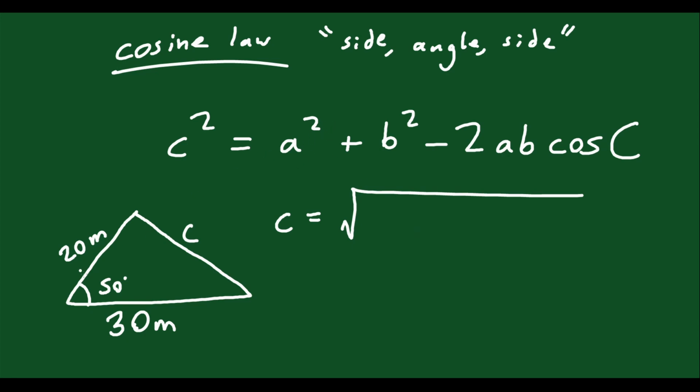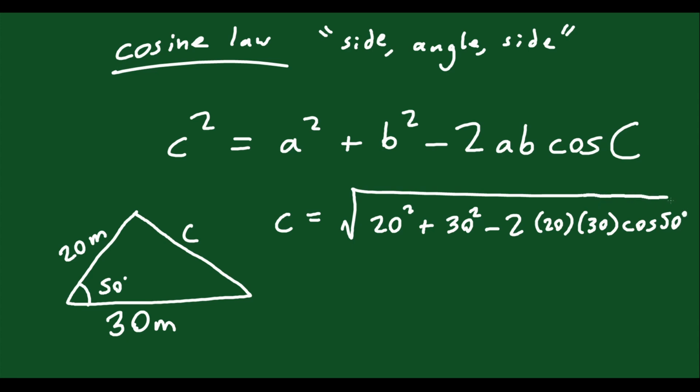So what's A squared? Well, A is, we'll say 20, so 20 squared plus B, we'll say is 30, so 30 squared, minus 2 times A times B times cos of C, which is 50 degrees. And if you compute all this, it will give you the side length C. You get 23 meters. C is equal to 23 meters. That's the length of this side.